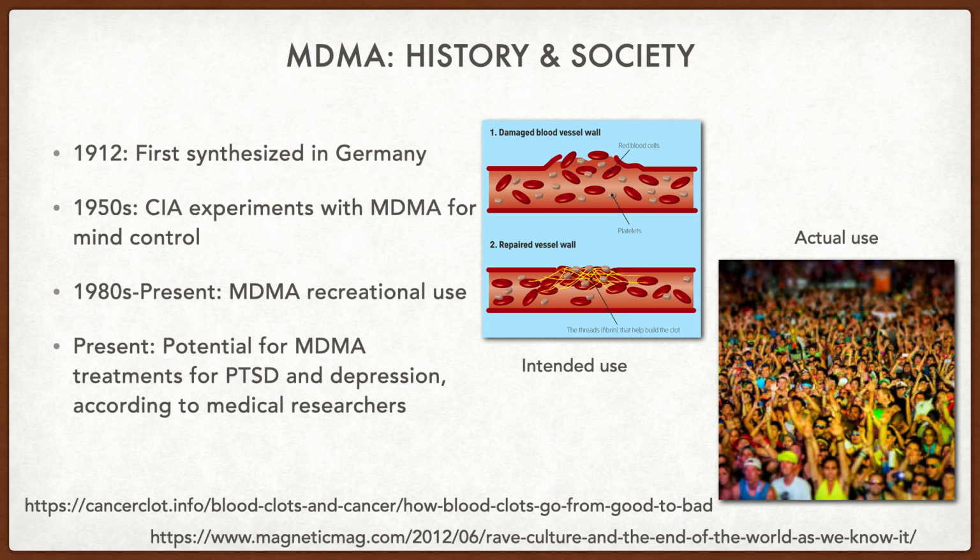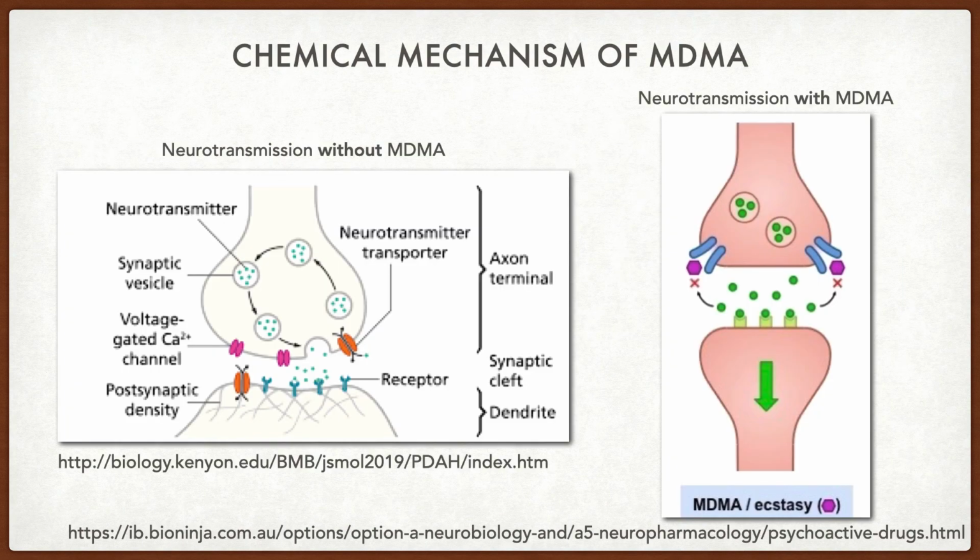In the 1980s, all the way to the present, MDMA is well known for its recreational use. Starting in the 1980s, rave culture picked up on its use, and that's when it started to become more legally synthesized. And now, looking at the present, medical researchers are saying that there's a potential for MDMA to offer treatments for people who struggle with PTSD and depression. And as we can see, there's quite a disparity between the original intent of the drug and its current use.